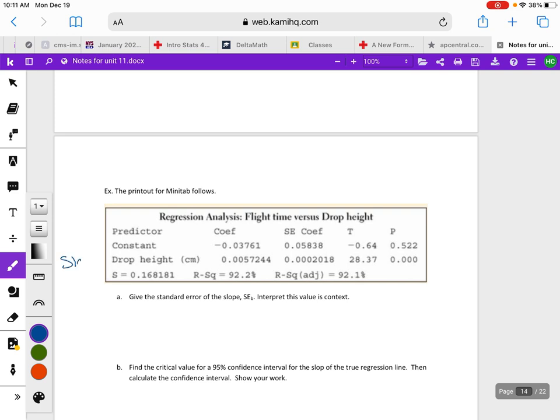This right here is your slope, because the one that is constant is your y-intercept. So right here is your slope, that's that little b. Little b means slope. Big B is your population slope. Little b is going to be your sample slope. Then if you look right next to that, standard error. That's the part that goes in the second part of the formula for your confidence interval. So you really just need those two things right there.